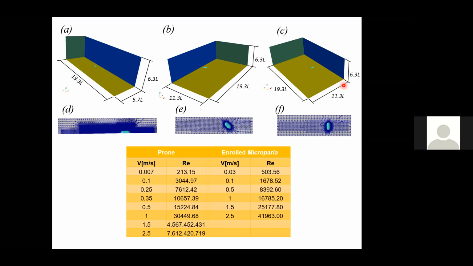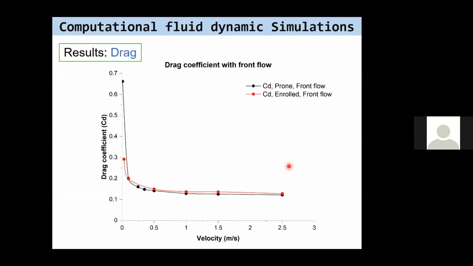So the position of the animal in all the models is far from the sea floor. The sea floor is a very important thing, so the hydrodynamics is going to change depending on whether we are very close to the sea floor or very far. So for these models, we put the sea floor very far just to avoid any interaction between the sea floor and the 3D model. Different inlet velocities were tested, as you can see in this table, for prone position and enrolled position.